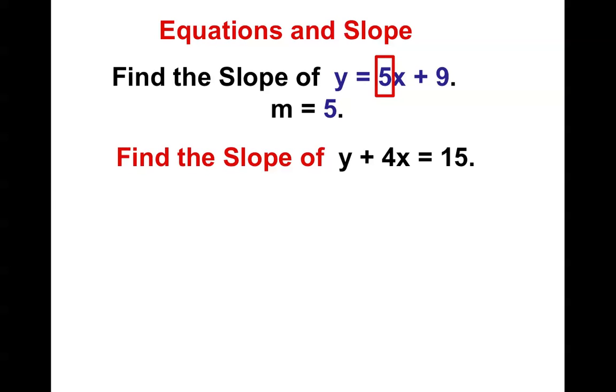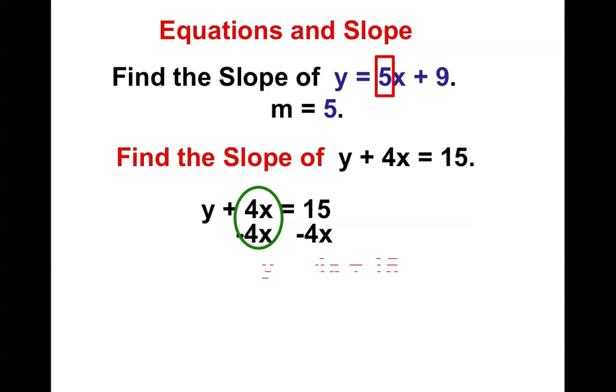What if y isn't isolated? Well, this is why we did chapter number 1. So we can always use our algebra rules in order to isolate the variable. In this case, we want to isolate y. So we go minus 4x, we get our 0 pair, y equals -4x plus 15. And do you know what the slope is? -4. You got it, the coefficient in front of the x.